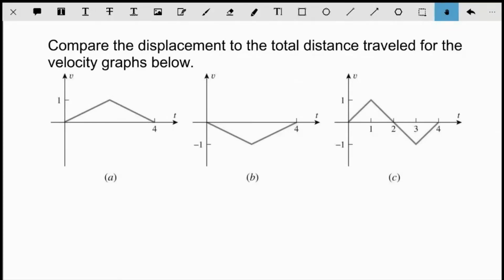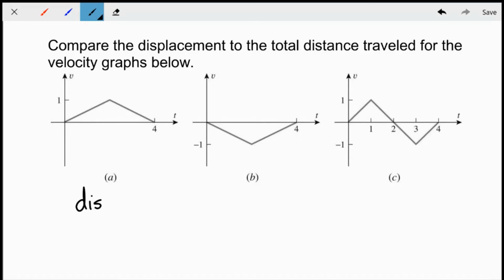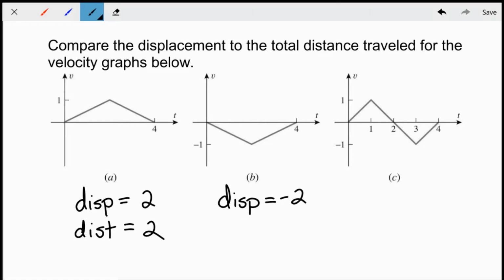Okay, so notice here on graph A, our displacement and our distance are going to be the same because that graph is always above the time axis. So my displacement here is just the area of that triangle, which would be 2, and that means my distance is going to be the same because they're both positive. When I look at the second graph, my displacement this time is going to be negative, so I know it's going to be -2. It's got the same shape as the previous graph. But the distance here is still the same. It's still +2 because it doesn't matter which direction I'm moving in.